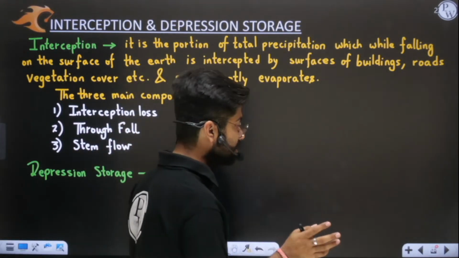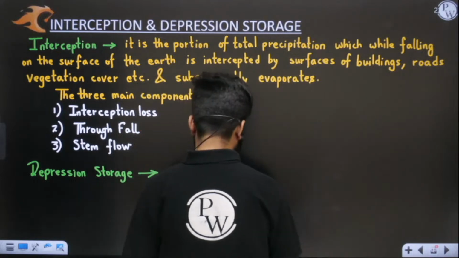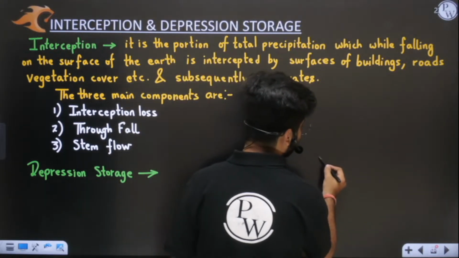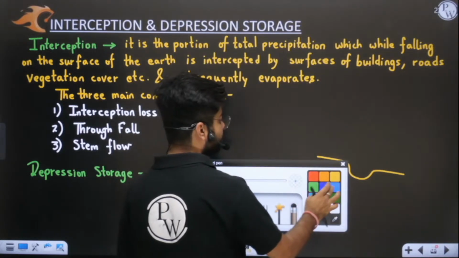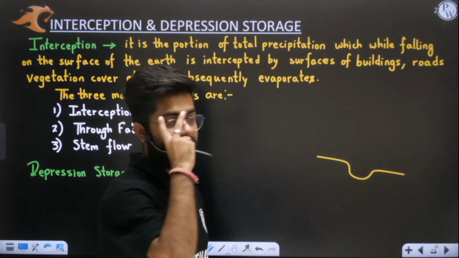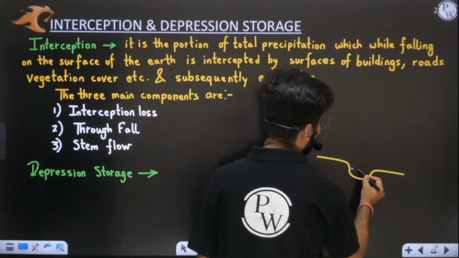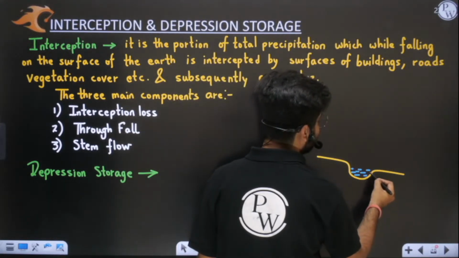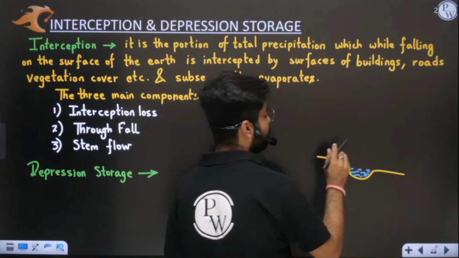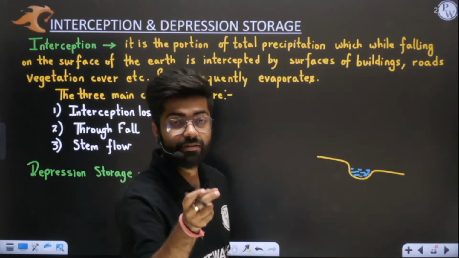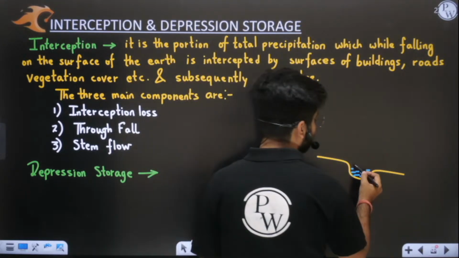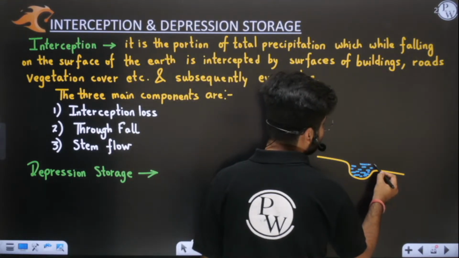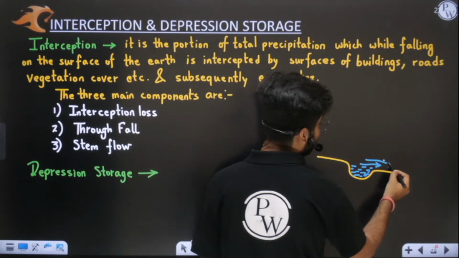Okay, listen very carefully here. Let us assume we have a depression here. Assume rain is happening. So when rain is happening, obviously this rain will fill these depressions. First rain has to fill these depressions. After this, when this will be completely filled, then you will see that water will overflow and then runoff will happen.